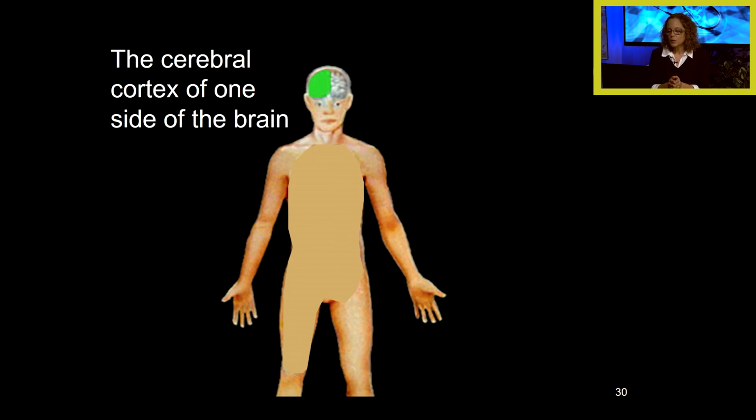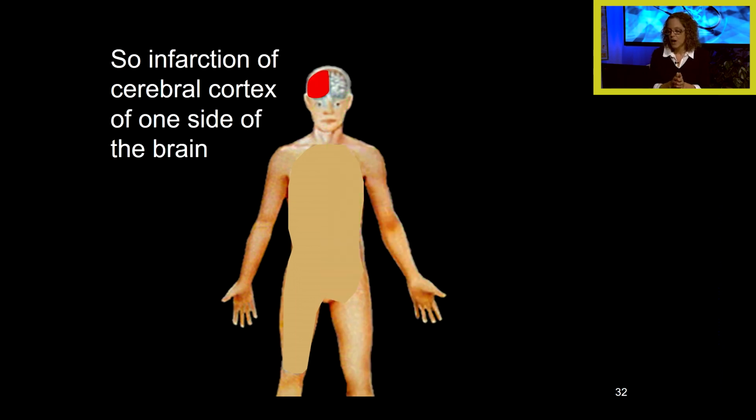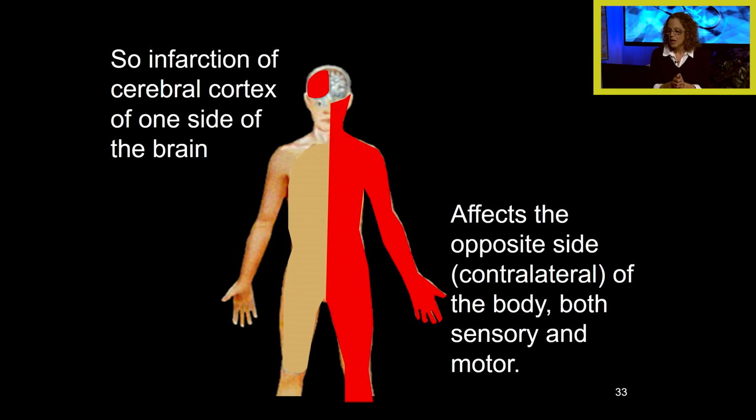And we know that the cerebral cortex of one side of the brain, okay, controls and senses the opposite side of the body, okay? And we learned about this in our intro to neuro lecture. So the cerebral cortex on one side of the brain senses and controls the opposite side of the body. So infarction of the cerebral cortex of one side of the brain will affect the opposite side, also called contralateral side of the body, both sensory and motor.